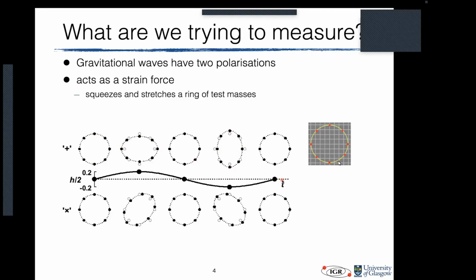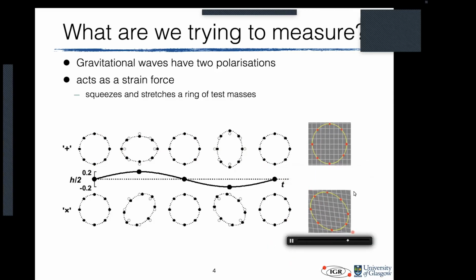So this is the plus polarization, as you can see, because the stretching and squeezing directions form a plus shape. And then similarly, you have the cross polarization, where the stretching and squeezing is on the diagonal of this, okay? So that's what it means to have the plus and the cross polarization in gravitational waves.